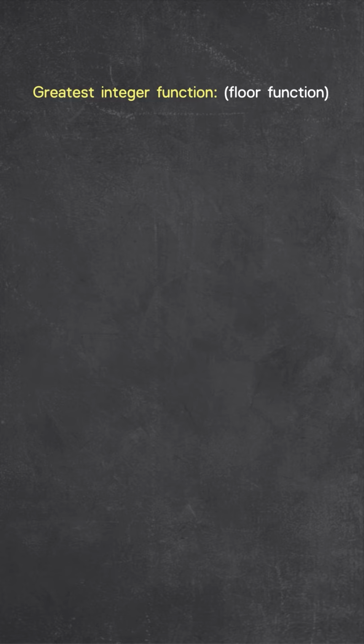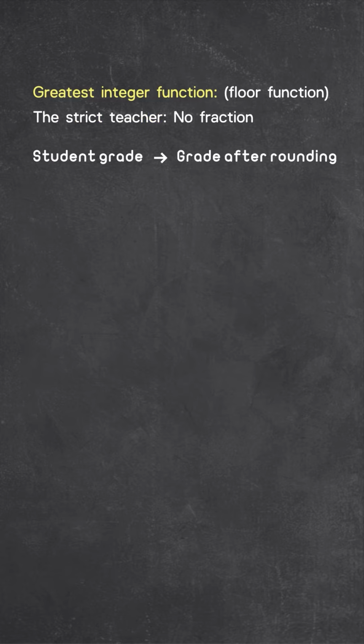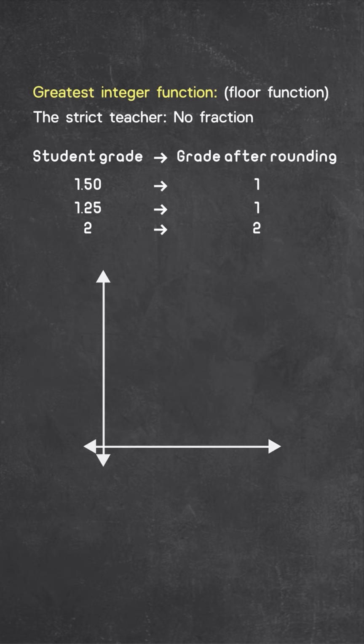To understand the greatest integer function, let's suppose we have a teacher who's a bit strict. He said, I won't accept any fractions. Any student who gets a grade, I'll remove the fraction. The student who gets 1.5, I'll give him 1. The one who gets 1.25, I'll round down to 1. The one who reaches 2, okay, he stays at 2. Meaning we only accept whole numbers. But since we're being a bit strict, instead of rounding it up to the higher number, we round it down to the lower number. So this is the concept of the greatest integer function.